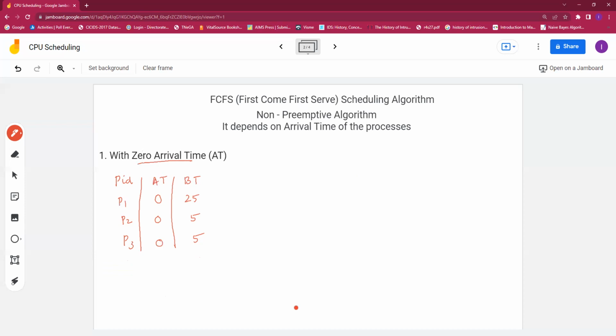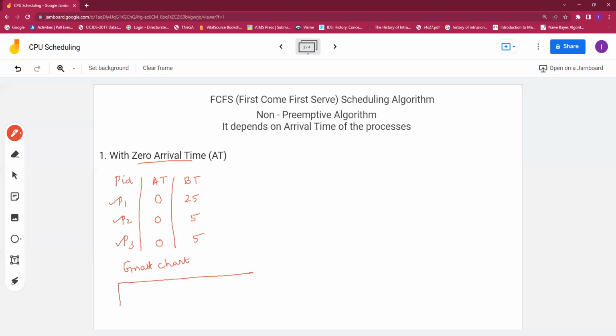Once it is given, you have to check the arrival time, and then you have to draw the Gantt chart for it. So how to draw the Gantt chart? We have three processes. As we know, first come first serve. That means which process comes in first has to be given the CPU first. So we know P1 comes first, after that P2, and after that P3. In this order only it has to execute. So I'm going to draw the chart for this.